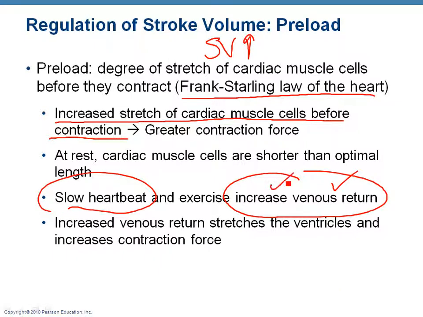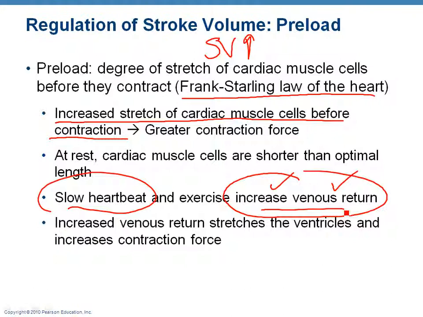This is a really important one here, increased venous return. How do you increase venous return? Actually, when you're exercising, you're using your muscles vigorously. You're going to learn shortly about how blood flows back to your heart, but those contracting muscles will actually squeeze blood faster through your veins and back to your heart. So just the very nature of exercise itself will increase that venous return.